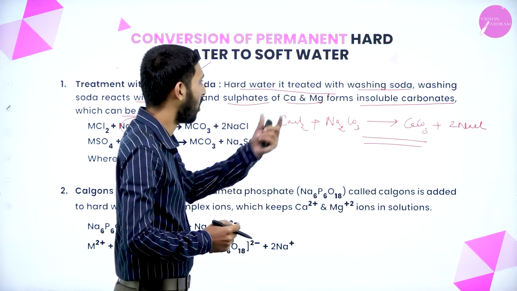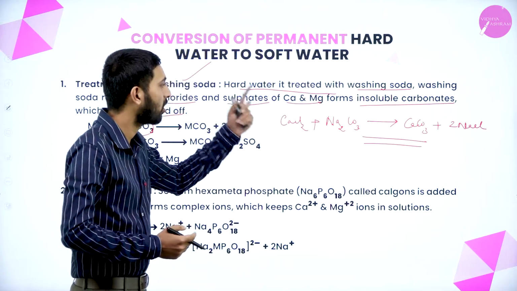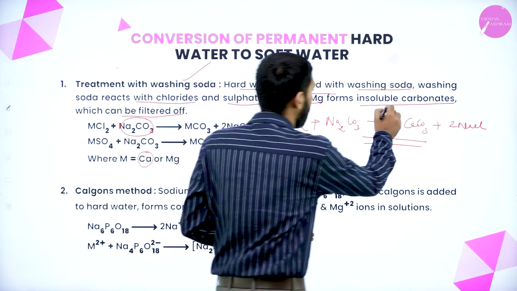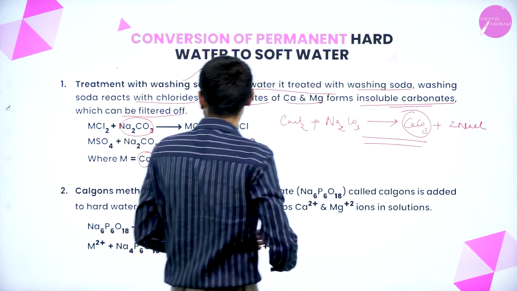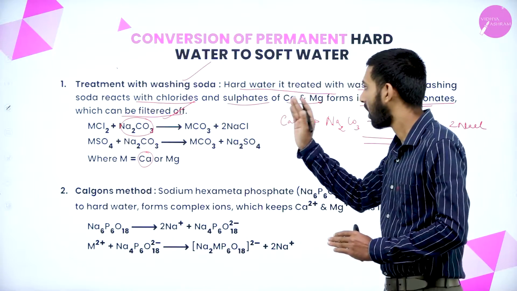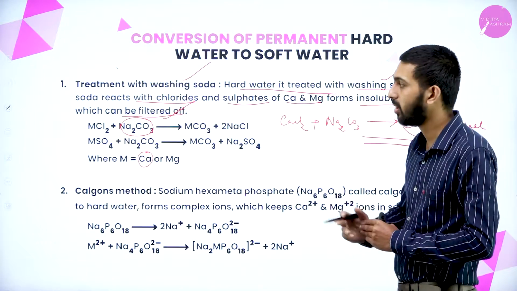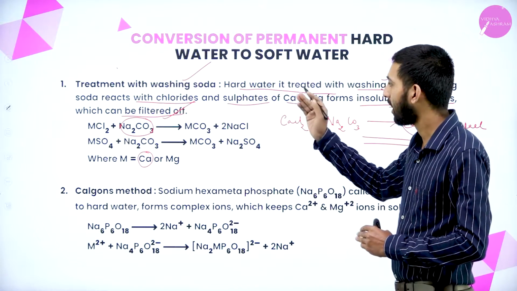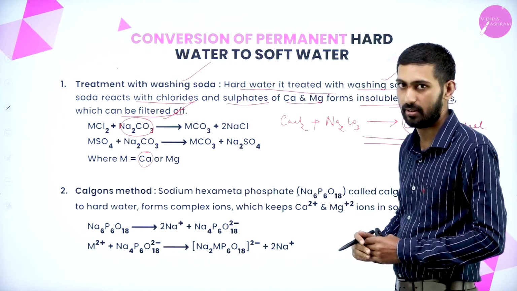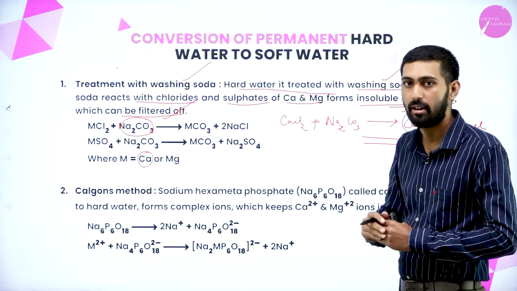Washing soda is treated with chlorides, and calcium and magnesium form insoluble carbonates. We get insoluble carbonates, and they can be filtered off. Hard water is treated with washing soda, which reacts with chlorides and sulfates and forms insoluble carbonate. So when you get insoluble carbonate, what do we have to do? We have to filter it off.